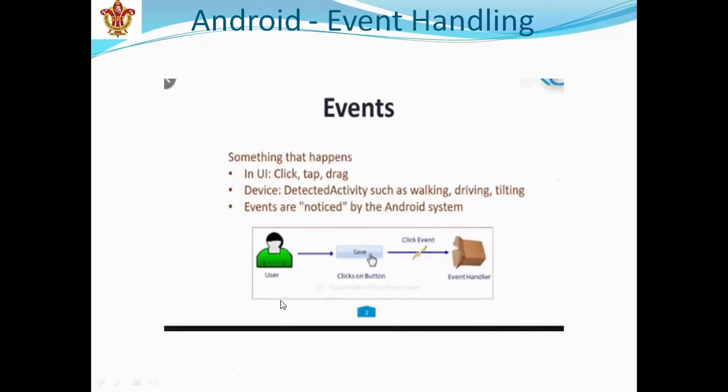So in the example in the diagram, you can see a user clicks on the save button, then the click event and the event handler occur. In the event handler, what will happen? The file or folder will be saved. Also, device-detected activities such as walking, driving, tickling. Then after that, events are noticed by the Android system. So this is a basic example of events.